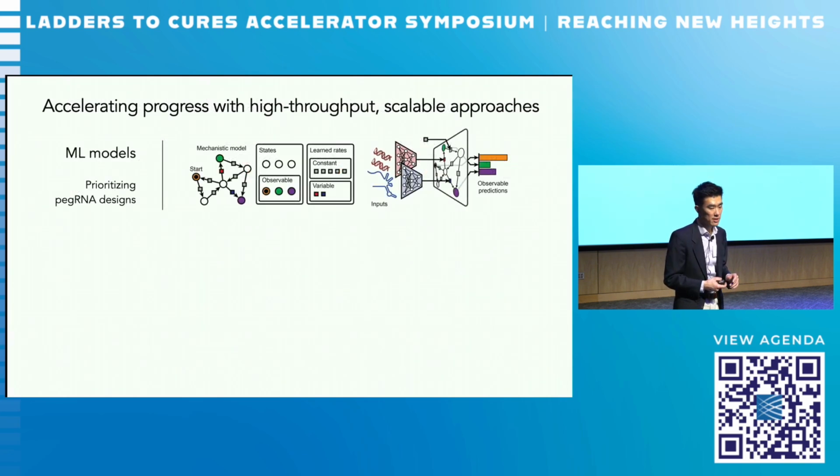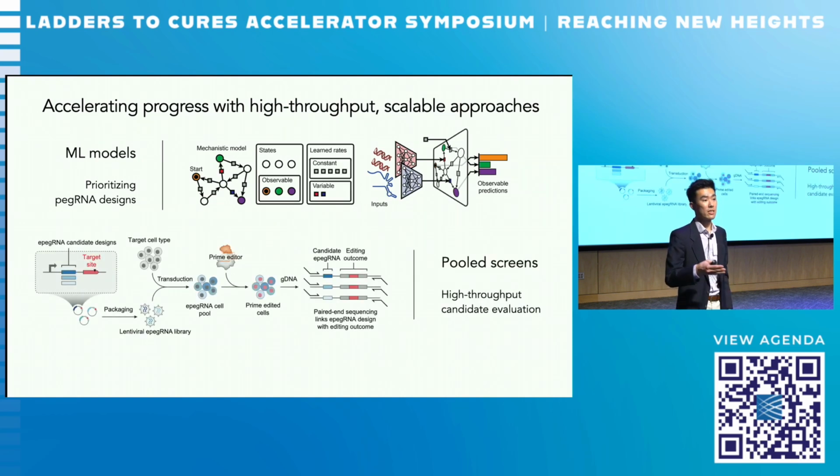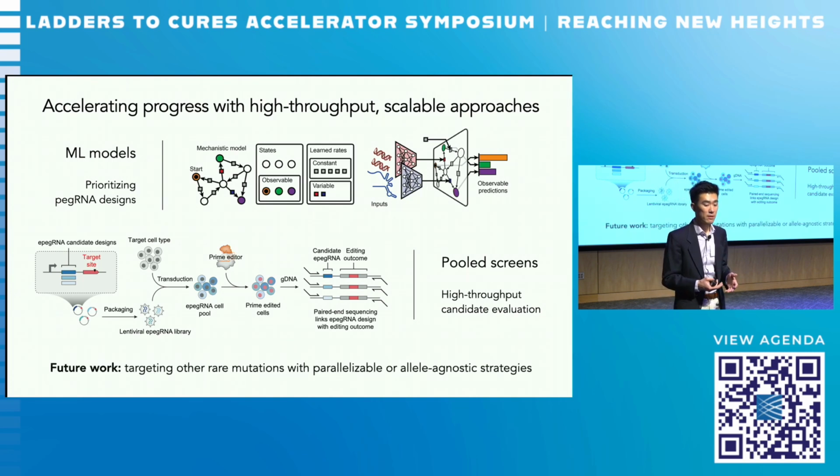Moving forward, we're really excited about further scaling this technology through machine learning models, which allow us to nominate pegRNAs for consideration and actually evaluating them experimentally using high-throughput lentiviral screens. And we hope that these approaches or other more recent allele-agnostic technologies might allow us to address a broader range of these mutations.